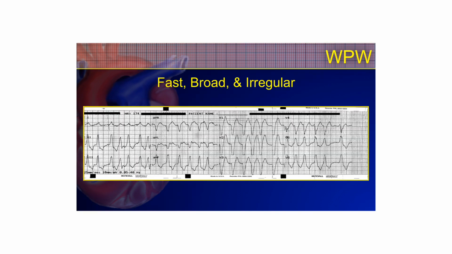So here is one example of a rhythm that is fast, it's broad, and it's irregular. This is probably not AFib with WPW. Yes, it's fast. It's not that fast. Yes, it's broad. It's not that wide. And it's irregular, but it's not that irregular. This is your AFib with a left bundle branch block. However, whenever you have a wide complex tachycardia, you're not going to want to go straight to something like a calcium channel blocker. Let's be safe here.